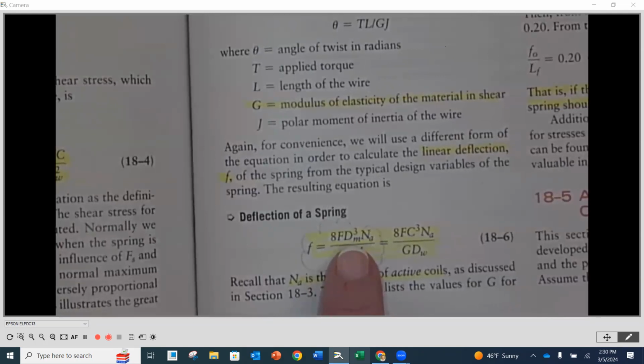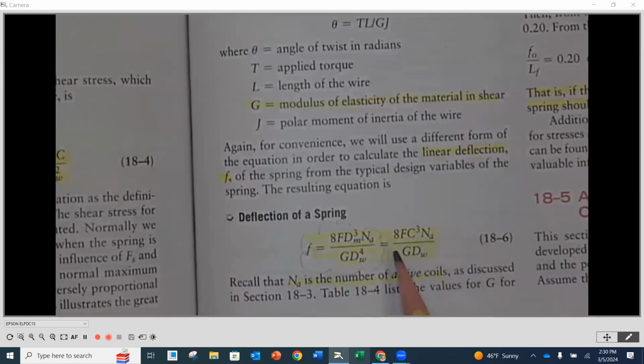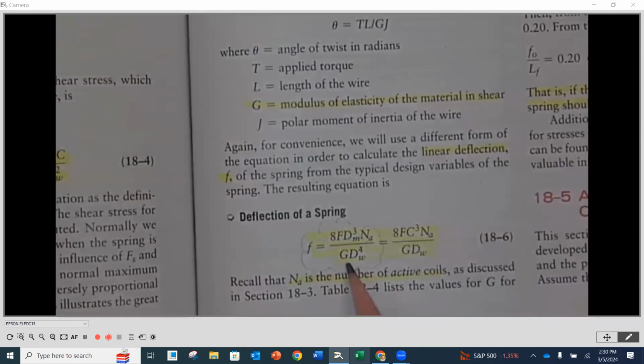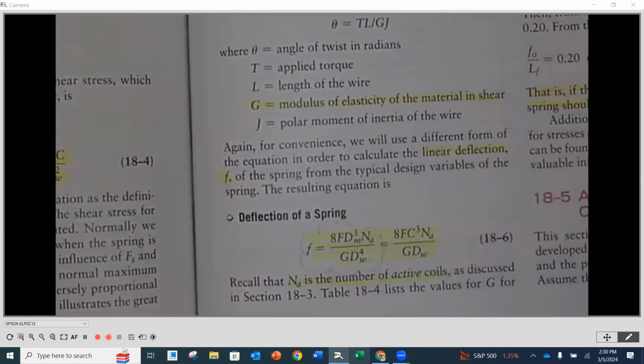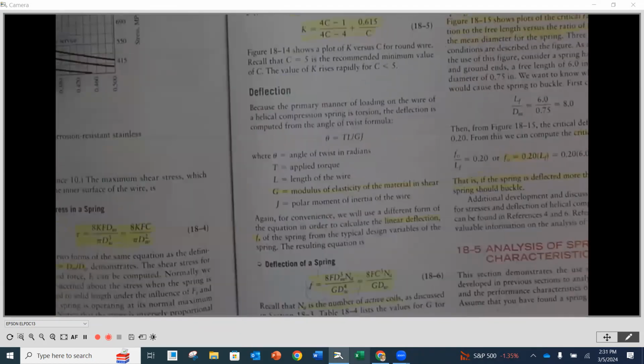The mean diameter, we know what that is. 8 is just a constant. And A is going to be our active coil, so it's going to be the 17, which is 19 minus 2. G is going to be our shear modulus. I'll show you how we know what that value is. And then dW to the 4th is going to be our wire diameter. Okay, so let's find G, because we know really everything else. But G is the one that's like, what?